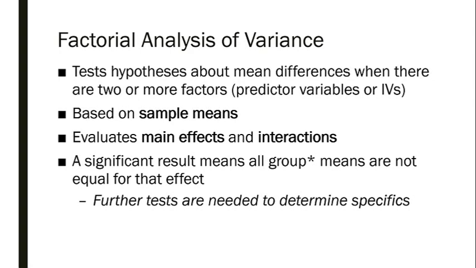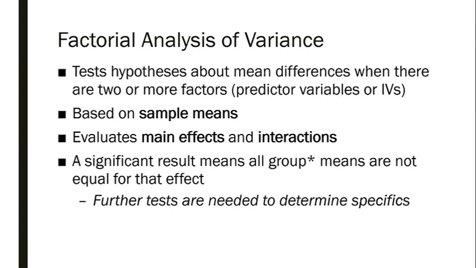A main effect tells you whether a single factor affected those sample means in isolation. Field calls this the unique effect of a predictor variable on an outcome variable. And interaction effects examine the influence of 2 or more factors in combination. Again, Field calls this the combined effect of 2 or more predictor variables on an outcome variable.